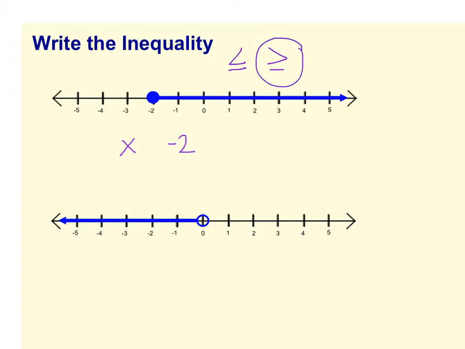And that one is a greater than. So greater than or equal to. And that's how you write the inequality for that graph.